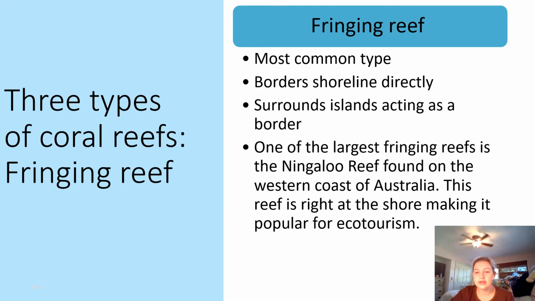There are three different types of coral reefs, and we will first start off with the fringing coral reef. Fringing coral reefs are the most common type. They border a shoreline directly, and they often surround islands acting as a border. One of the largest fringing reefs is the Ningaloo Reef, found on the western coast of Australia. This reef is right at the shore, making it popular for ecotourism.